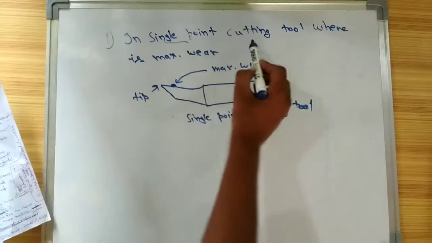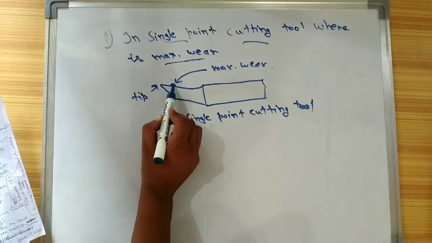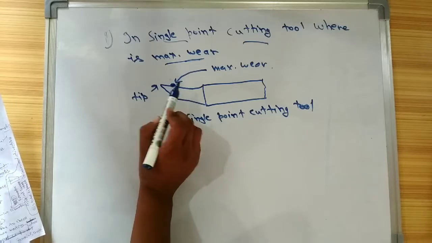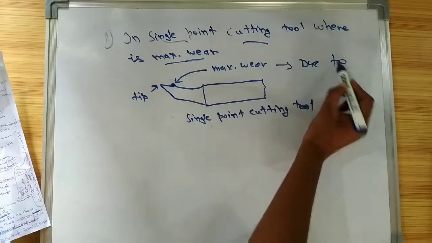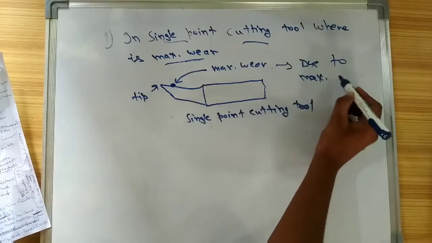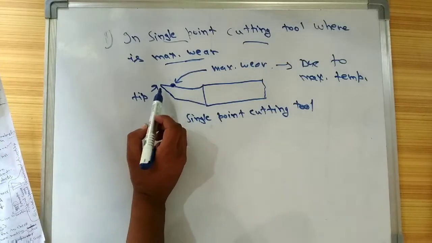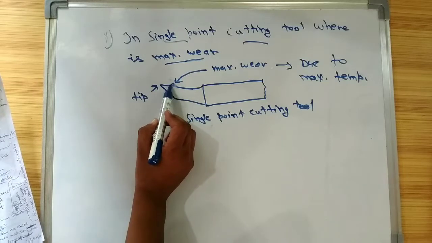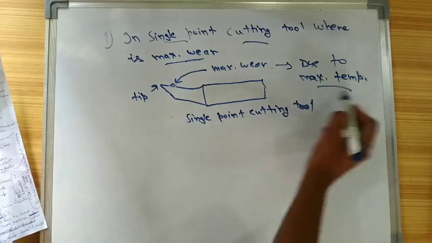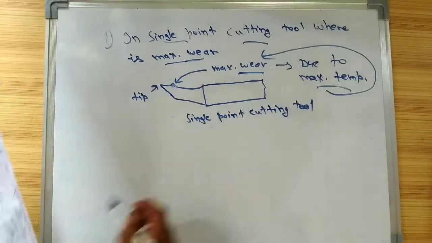In a single point cutting tool, the maximum wear is at some distance from the tip of the tool, at this point due to maximum temperature. After the cutting, when the chip slides at this point, the maximum temperature occurs, and due to the maximum temperature at this point, there is maximum wear rate.